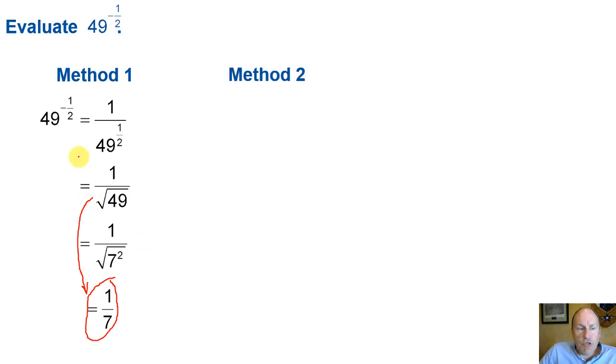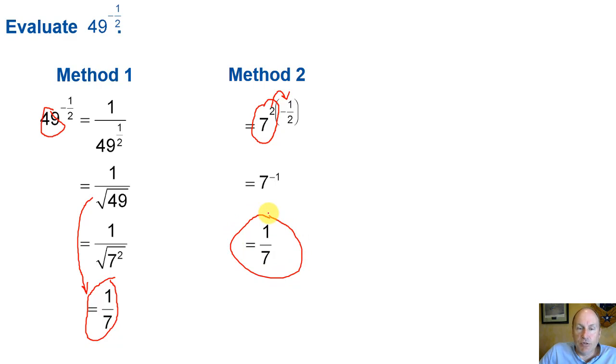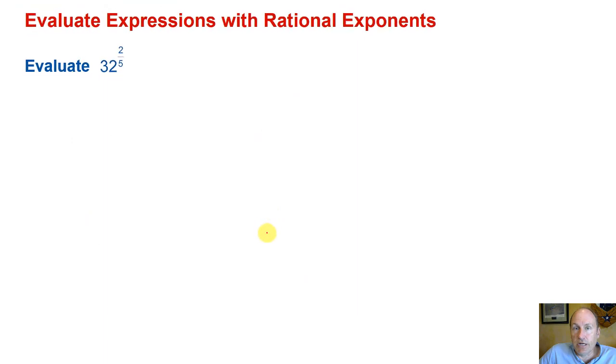Another way of doing this is to recognize that 49 is already a perfect square, and rewrite that 49 as 7 squared. Then we take 7 squared raised to the negative 1/2 power, and that becomes 7 to the minus 1, because you will recall if we raise a power to a power, then we multiply the exponents. So 2 times negative 1/2 becomes negative 1, and 7 to the negative 1 power, based on our negative exponent rule, is the same as 1 over 7. Either way, you're going to get to the same answer, so it's comforting to know that there are multiple ways to go about this. Let's look at another example.